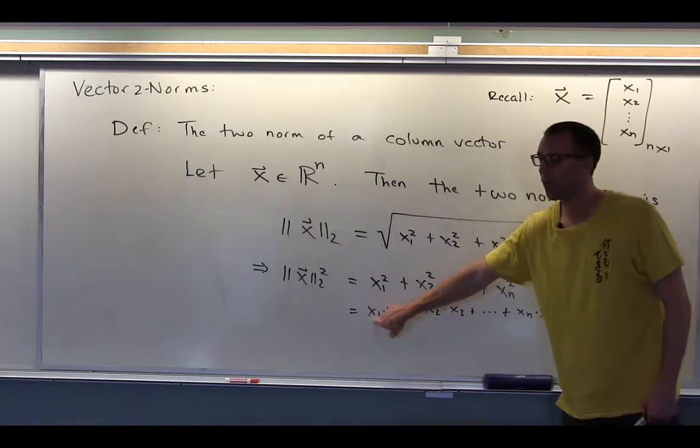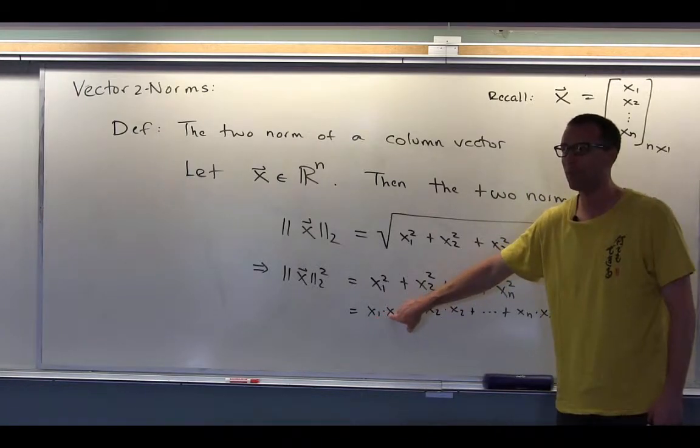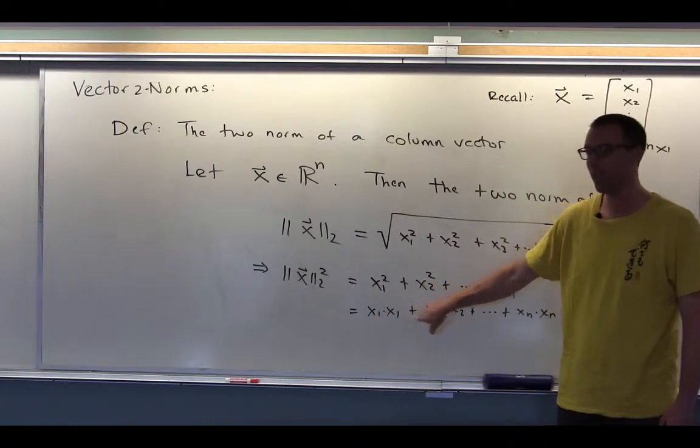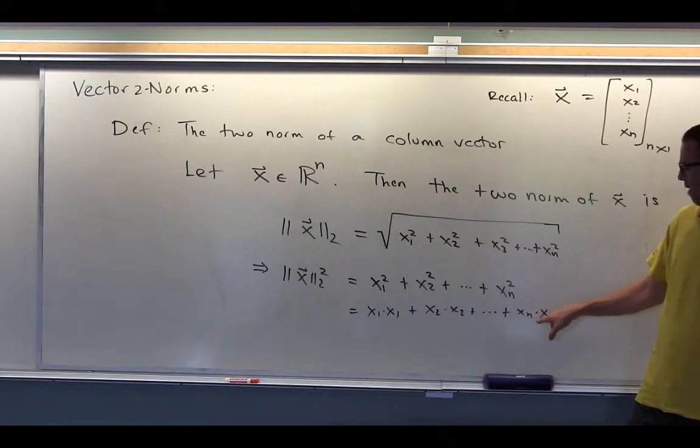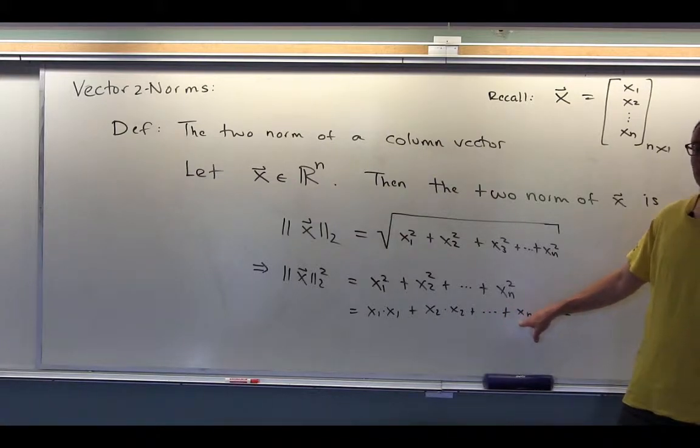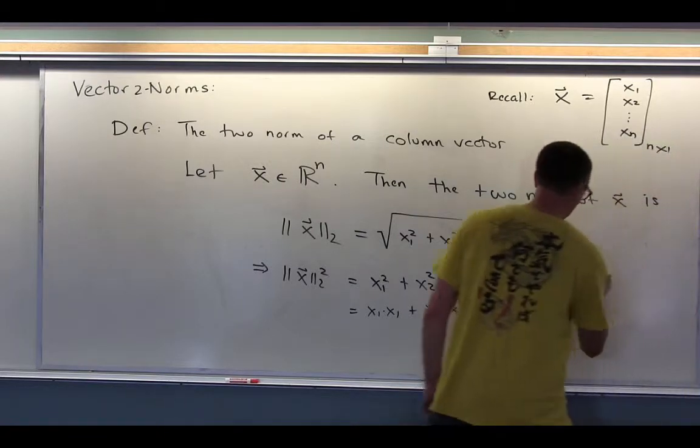First coordinate of the first vector multiplied by the first coordinate of the second vector plus second coordinate of the first vector multiplied by the second coordinate of the second vector plus, up to the nth coordinate of the first vector times the nth coordinate of the second vector. What's the first vector in this case? What are the components of it?